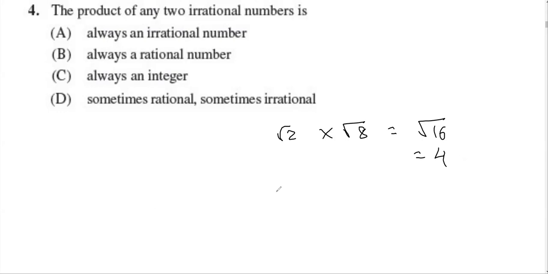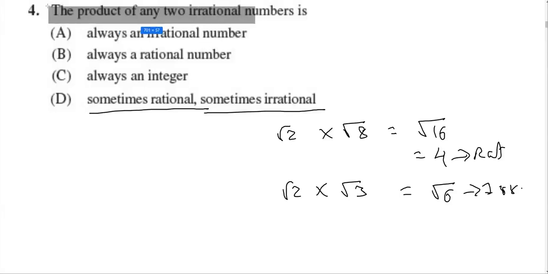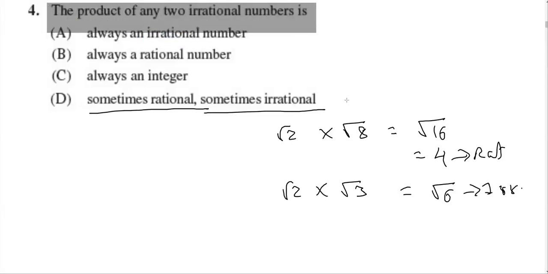So you might think that it is always a rational number. But when we take other examples, like root 2 multiplied by root 3, this is under root 6, which is an irrational number. So over here it is rational, and over here it is irrational. So what can we conclude? Sometimes rational, sometimes irrational. So we finally conclude that the product of two irrational numbers can be rational or irrational.